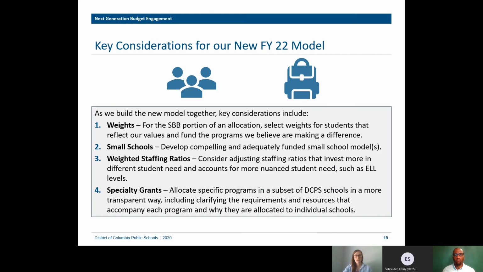As we build the new model together, key considerations we are thinking about include weights. For the SBB portion of the allocation, select weights for students that reflect our values and fund the programs we believe are making a difference. Small schools: developing compelling and adequately funded small school models. Weighted staffing ratios: consider adjusting staffing ratios that invest more in different student needs and account more for nuanced student need, such as ELL levels.